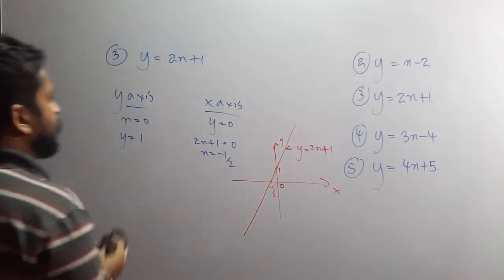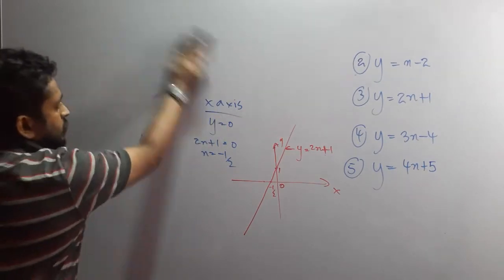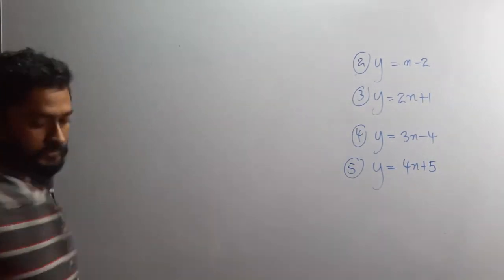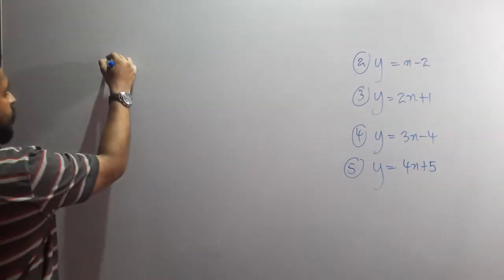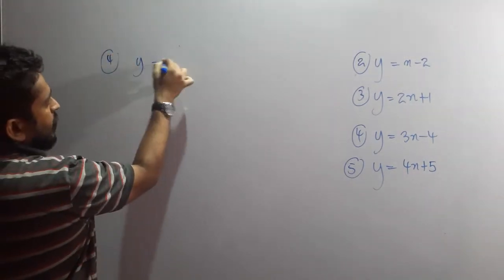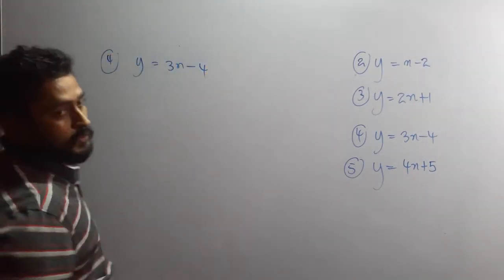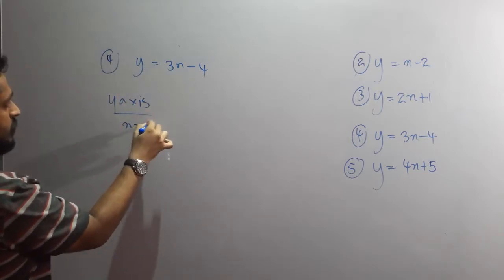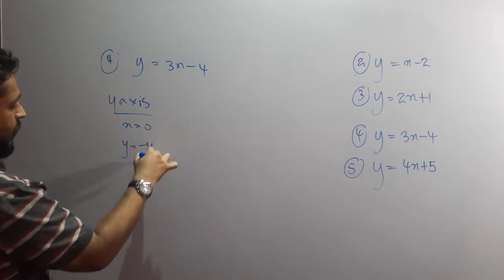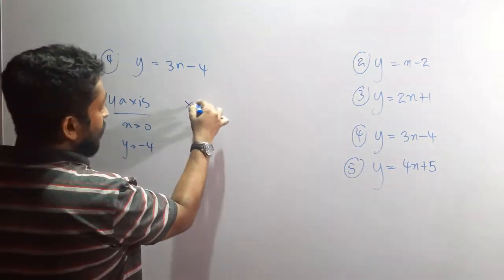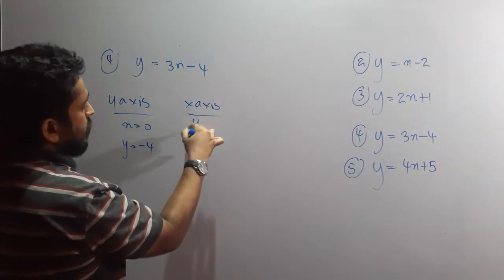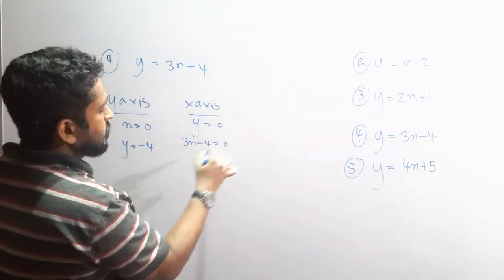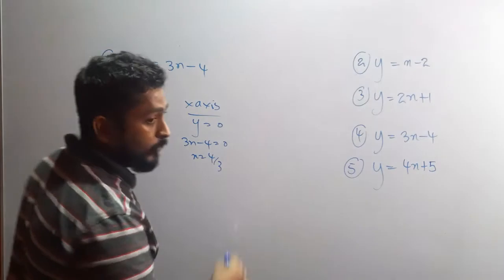Done. Fourth question. It is y equals 3x minus 4. Cutting point of the y-axis by x equals 0: y is minus 4. Cutting point of the x-axis by y equals 0: 3x minus 4 is 0, so x equals 4 by 3.